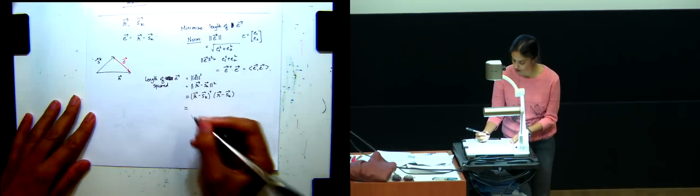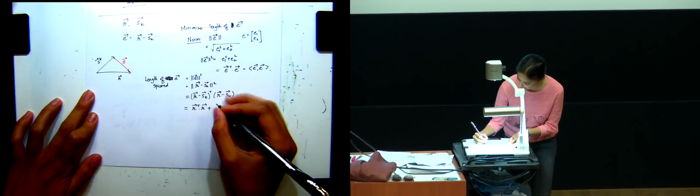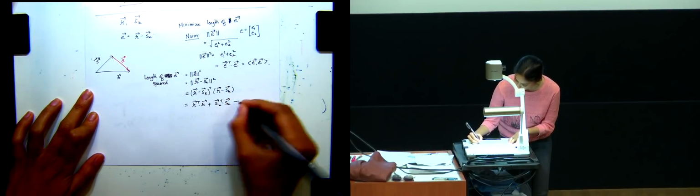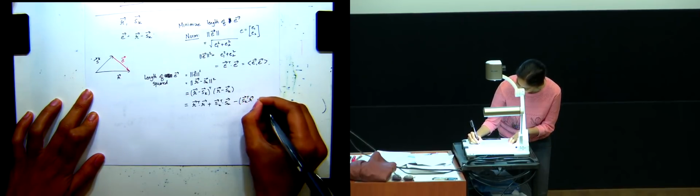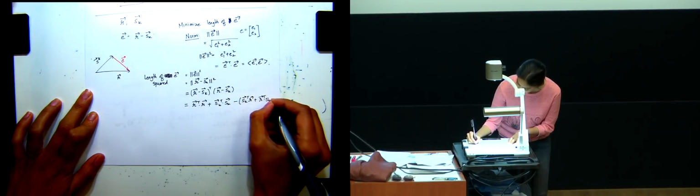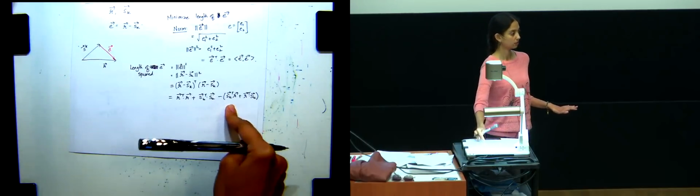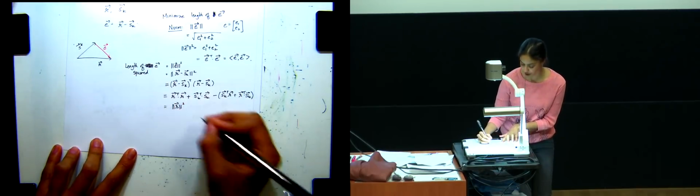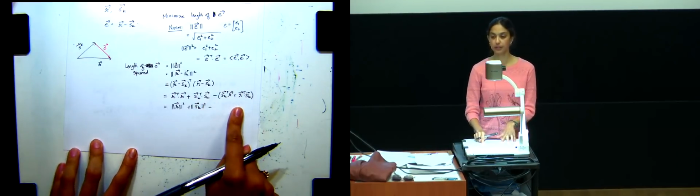Now I can use the distributive law to write this as R transpose R plus SK transpose SK and then minus SK transpose R plus R transpose SK. I did nothing but algebra here, right? What can we write this as? This is basically the norm squared of R. This is the norm squared of SK. And then minus these guys.